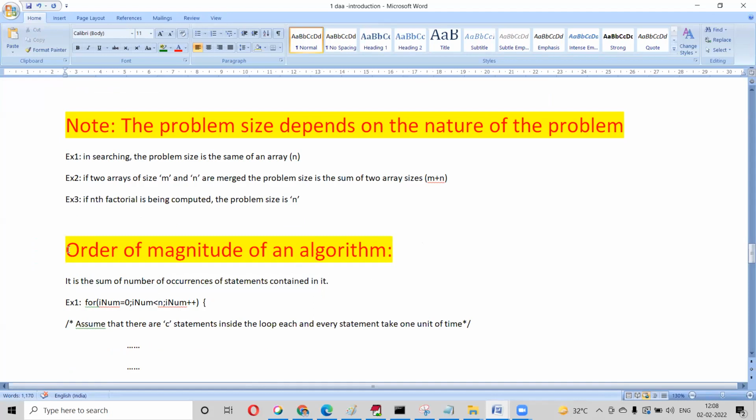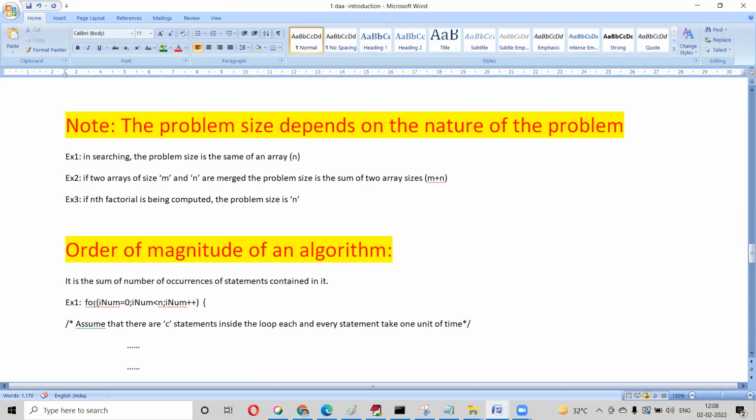Children, is this point clear? The order of magnitude of an algorithm is nothing but how many times a particular statement is repeated. It is the sum of the number of occurrences, that is, counting the occurrences of a statement in it. Children, are you there? Is it audible? Please respond. The order of magnitude of an algorithm is the sum of the number of occurrences of a statement contained in it.